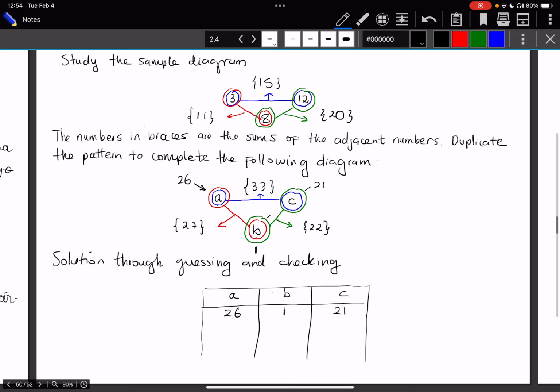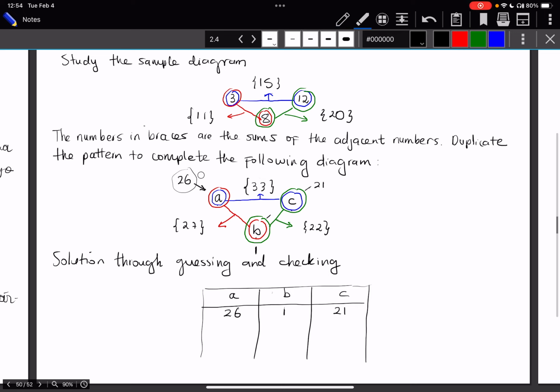So for this particular guess, we are assuming B is 1, we're getting A equals 26 and C equals 21. Now, we need to be careful. Let's see if the diagram we got with B equals 1 is a good diagram. We have 26 plus 1 equals 27. That checks out. 1 plus 21 equals 22. That checks out. But then there's a problem. 26 plus 21 is not equal to 33.